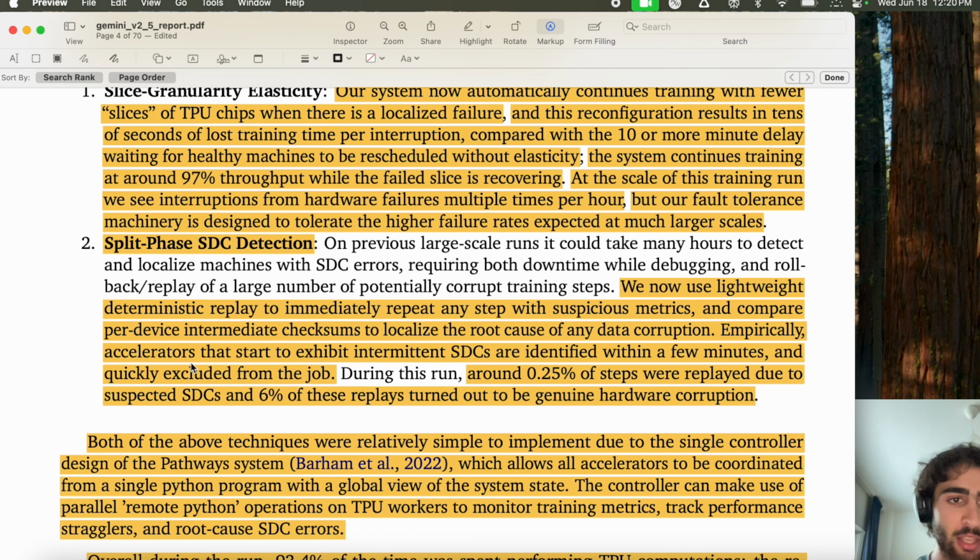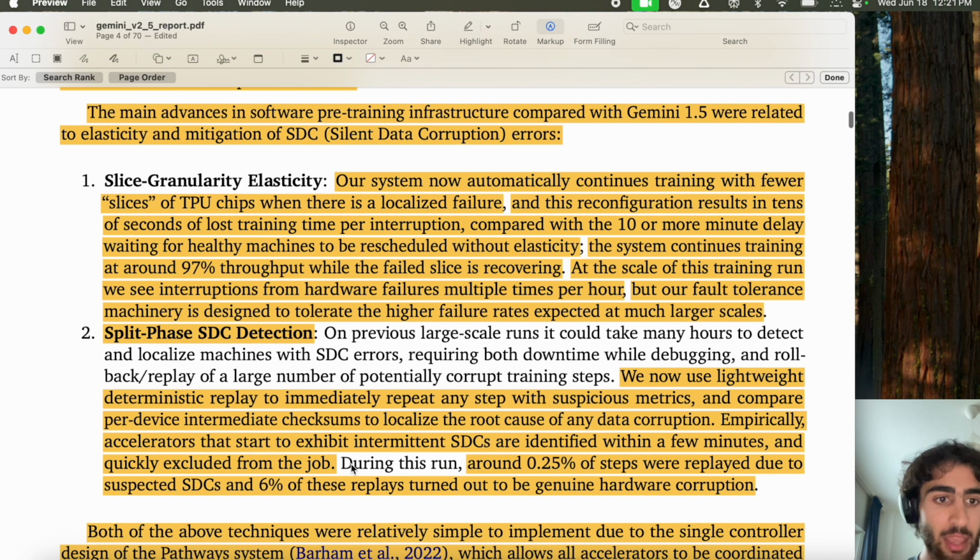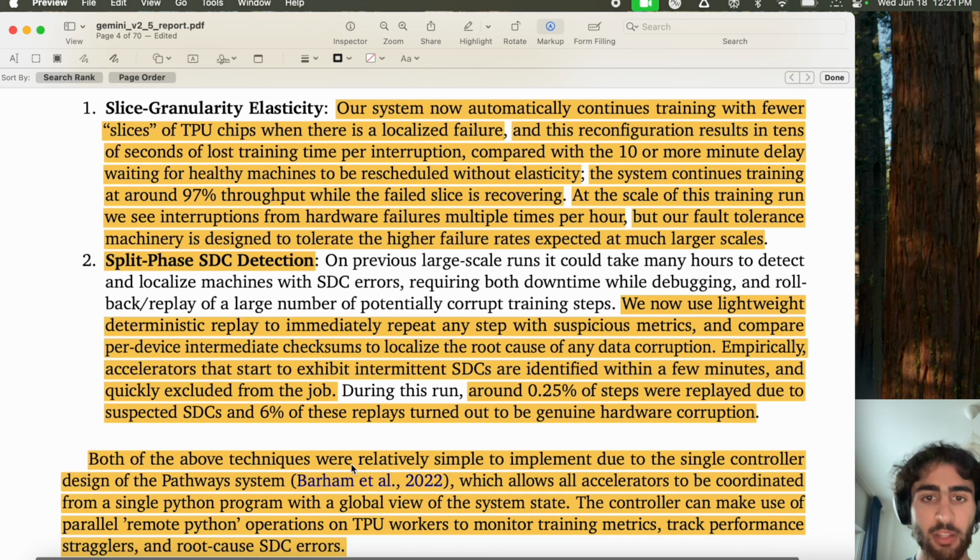And what this means empirically is that accelerators, if they start to exhibit intermediate SDCs, will be identified within a few minutes and quickly excluded from the job. During the training run for the 2.5 series, around 0.25% of steps were replayed due to suspected silent data corruption. And of this 0.25%, 6% were actually hardware corruption.